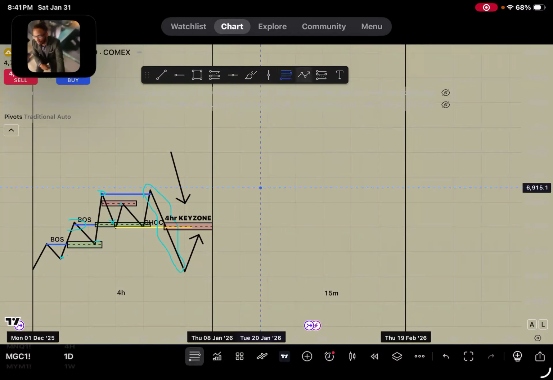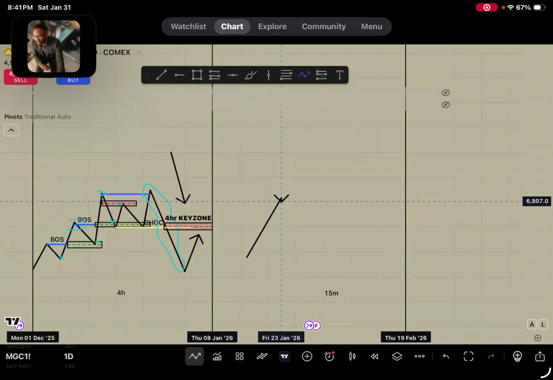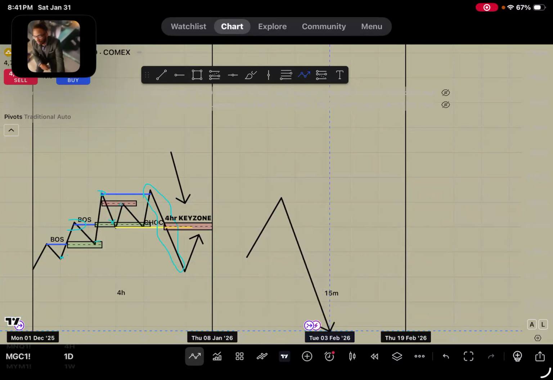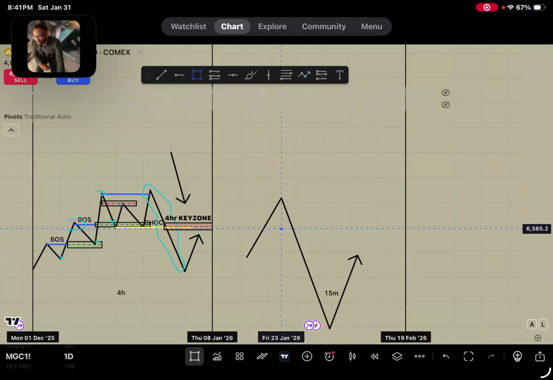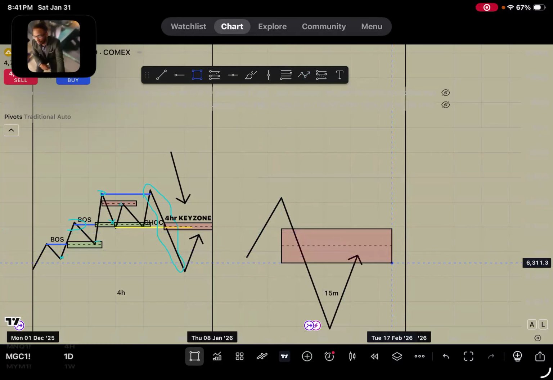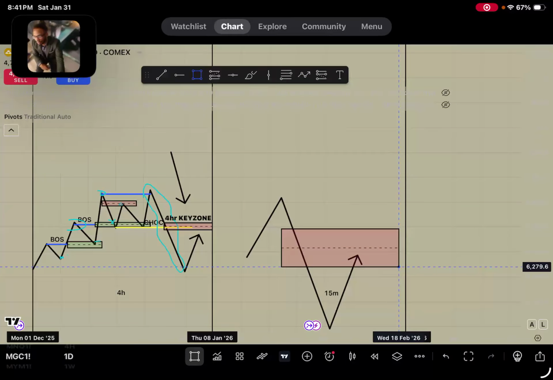So let's say here, let's say all we see is that bar up, and then we see that sell down, then we're coming up to the key area. You notice the 4-hour key zone.